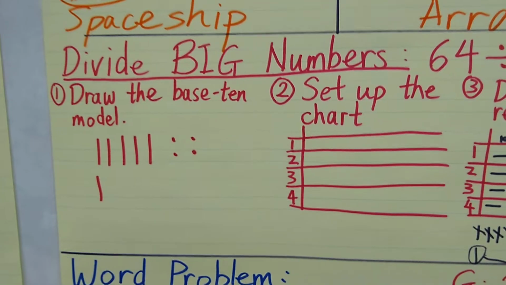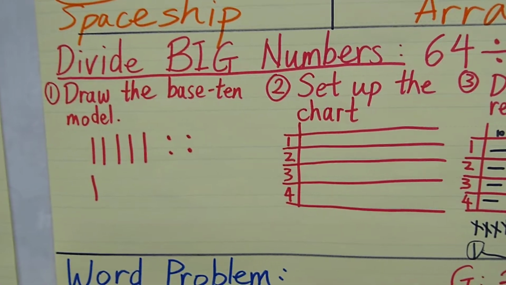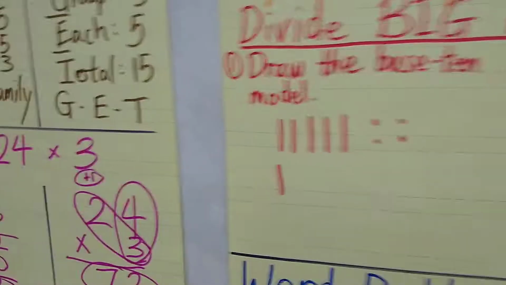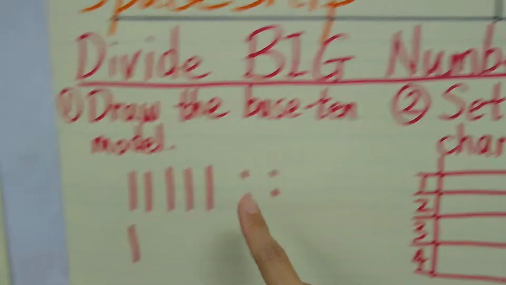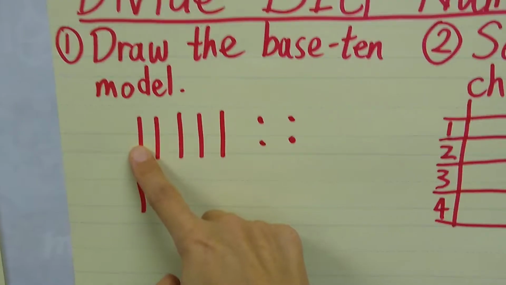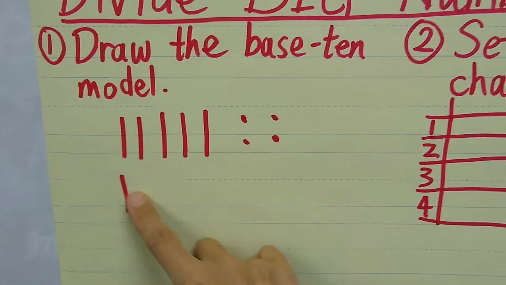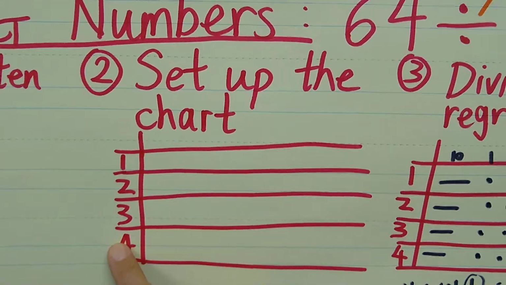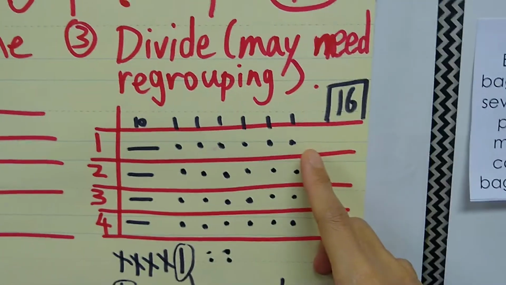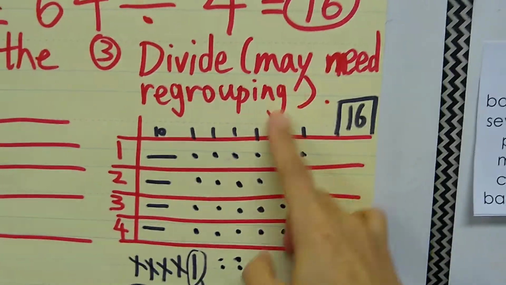Here's a way to divide big numbers, numbers that are bigger than 10. Our problem is 64 divided by 4. First, you draw the base 10. 10, 20, 30, 40, 50, 60, and 4 ones for 64 here. Then you set up your chart. Because we're dividing by 4, we have 4 rows. Then you divide. Sometimes you may need to regroup.